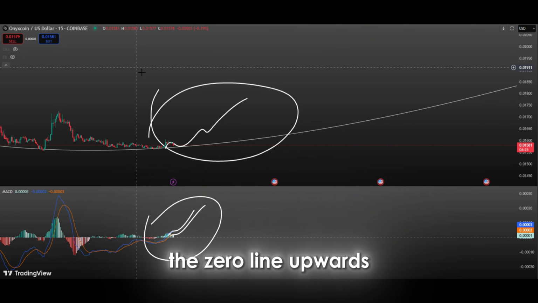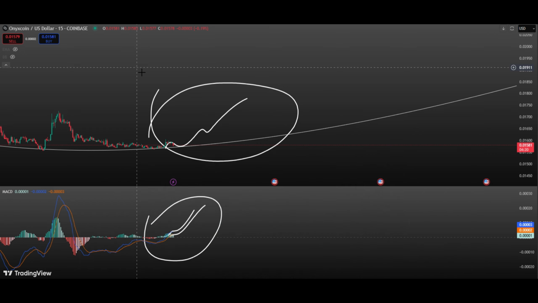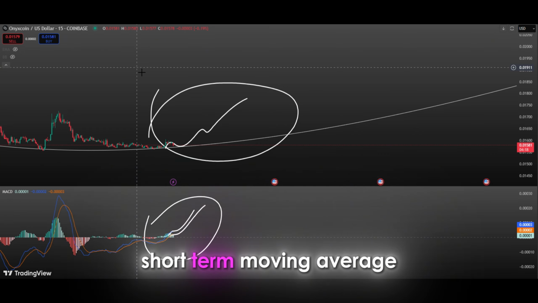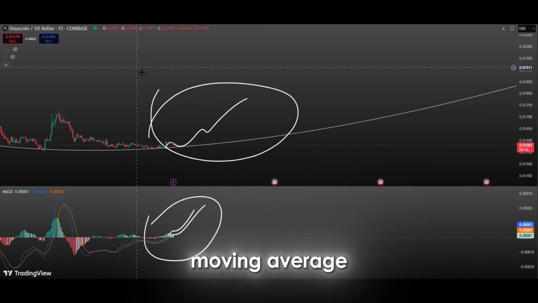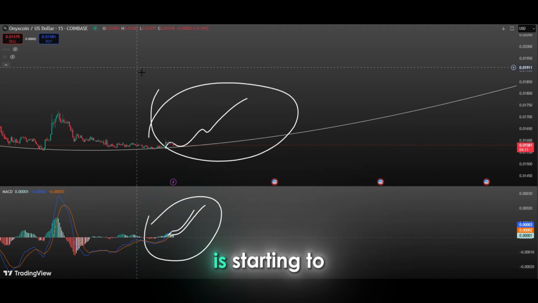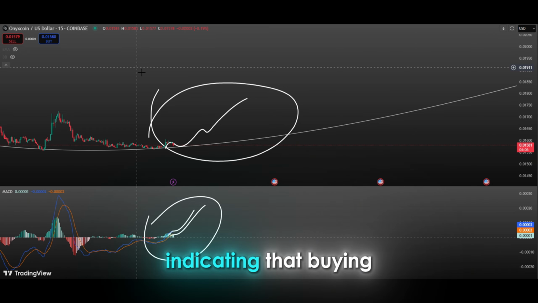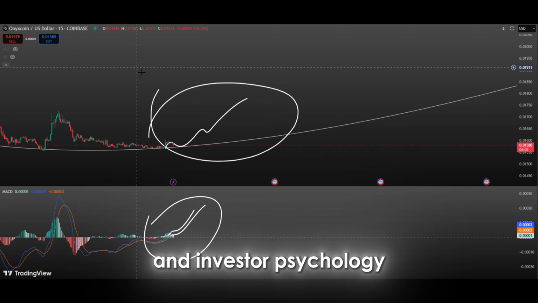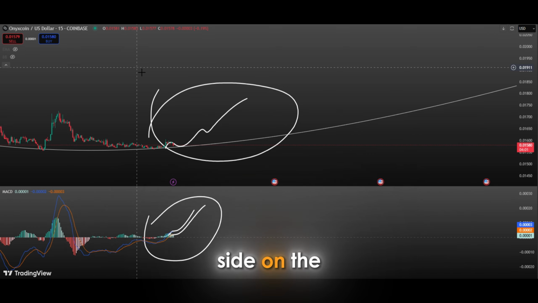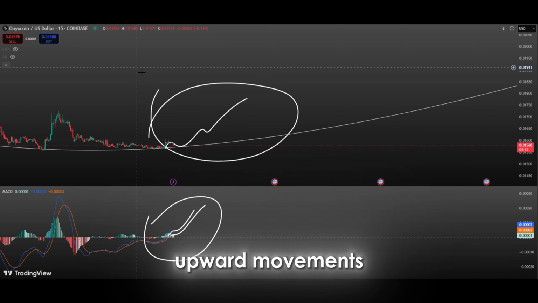A MACD crossing the zero line upwards is interpreted as a trend reversal signal in terms of technical analysis. This level indicates that the MACD's short-term moving average has moved above the long-term moving average. In other words, it signals that the short-term momentum in the market is starting to turn upwards again. This is a strong technical development, indicating that buying pressure is increasing and investor psychology is shifting to the positive side. On the current chart, we observe that the MACD lines have moved above the zero line, which may give a stronger basis for the price's upward movements. The intersections of the MACD lines are important.